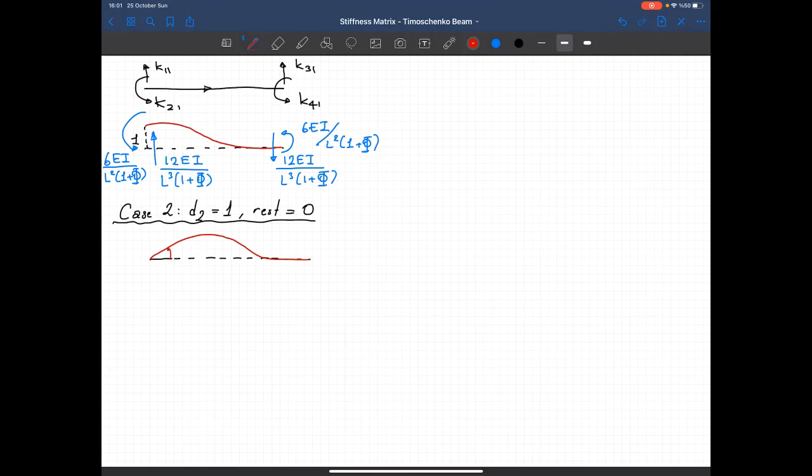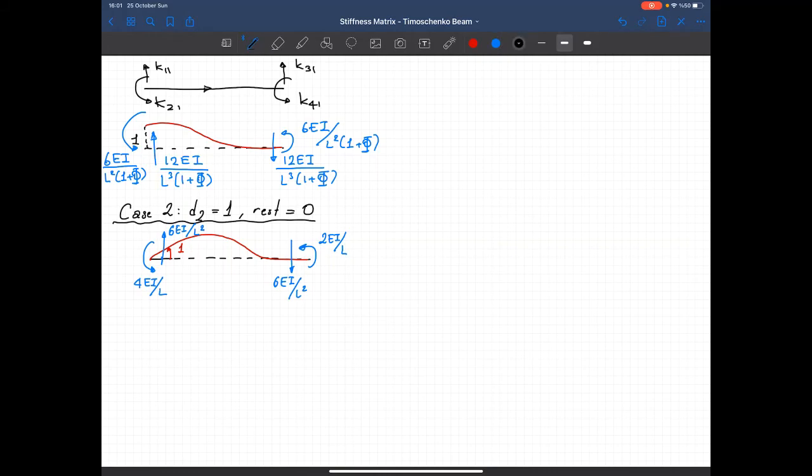Now this is equal to 1. That moment is 4EI over L. I got 6EI over L squared, 6EI over L squared. And this moment is 2EI over L. And this is the case when we don't have any shear deformation.